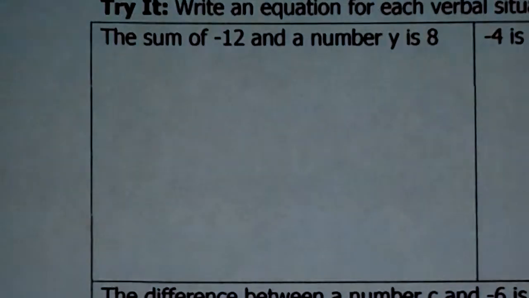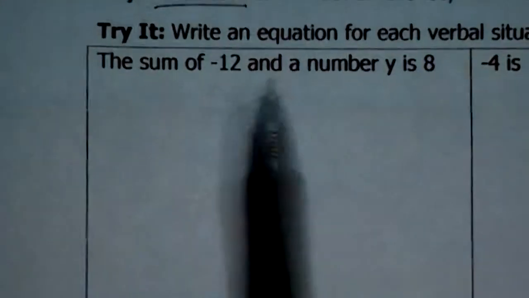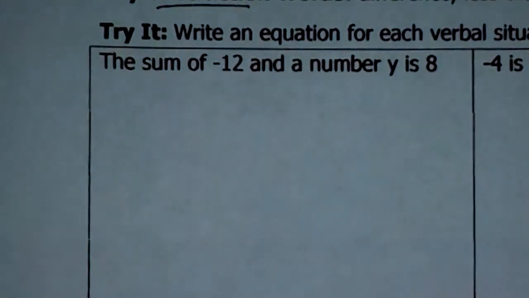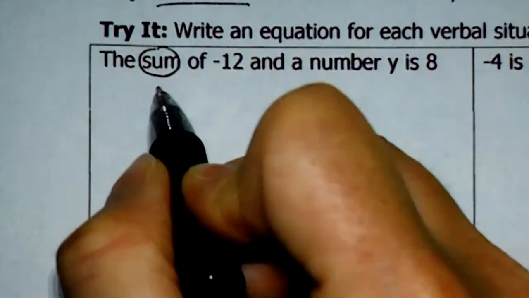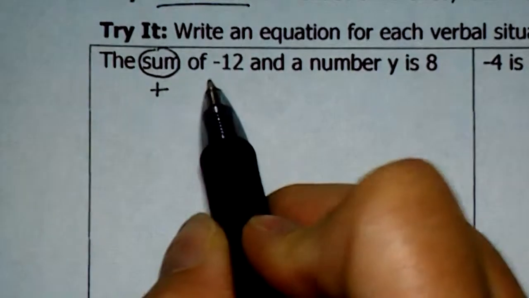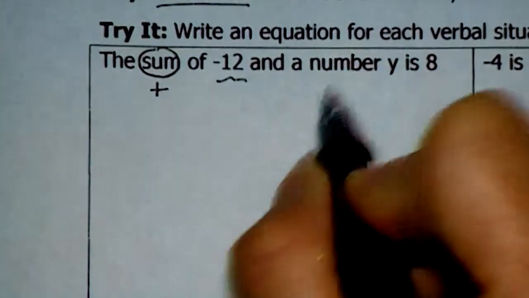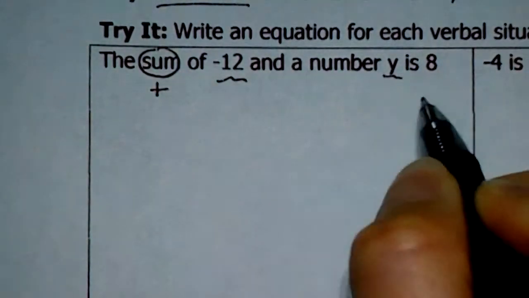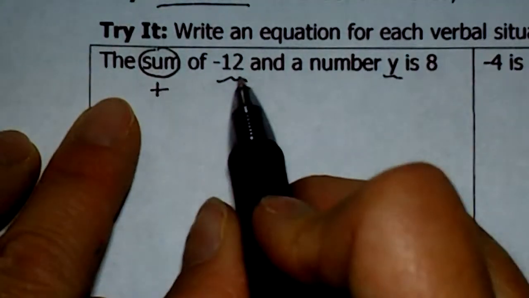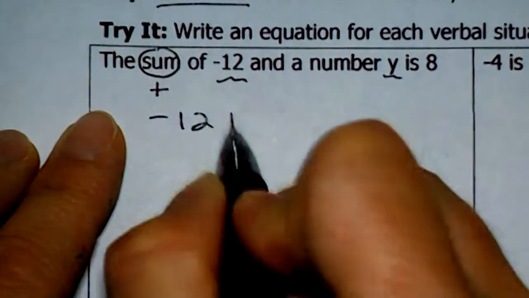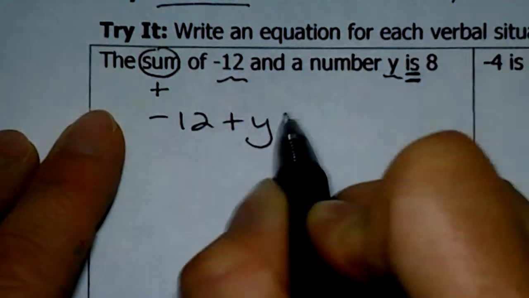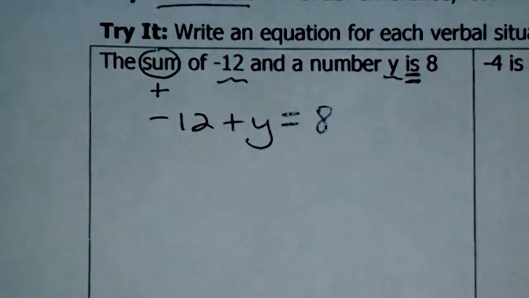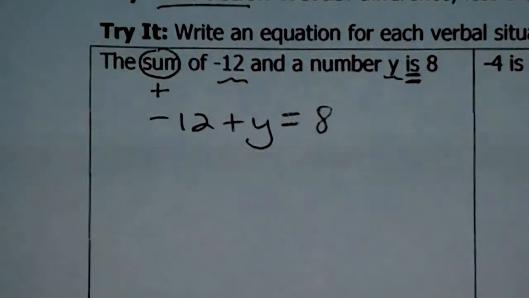Let's knock it out. It says here, the sum of negative 12 and a number y is 8. Okay, so first off, I see the word sum. Sum means addition. I want the sum of what? The sum of negative 12 and a number y. So to show the sum of negative 12 and y, that just means negative 12 plus y. Wherever you see the word is, that means equals, right? And that is 8. You've got your one-step equation.